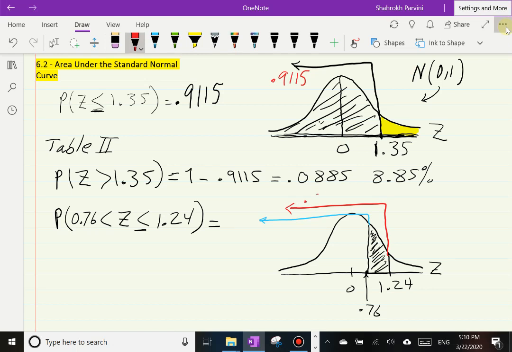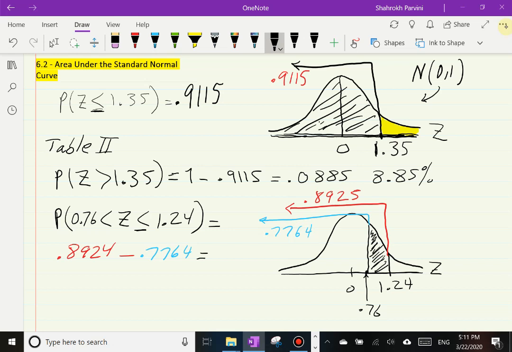So this is 0.8925 is what I found, and to the left of 0.76, this number was 0.7764. So what we're going to do now is a little bit of arithmetic here. If I take 0.8924 and subtract from it 0.7764, that's got to be the number that we are looking for.